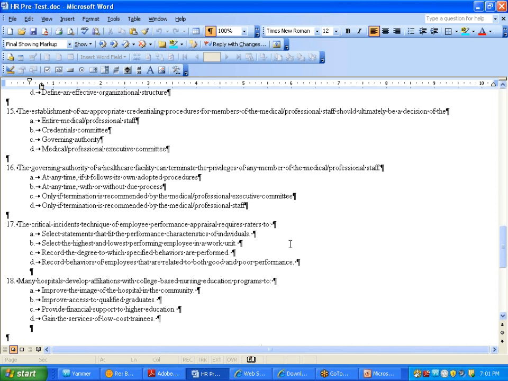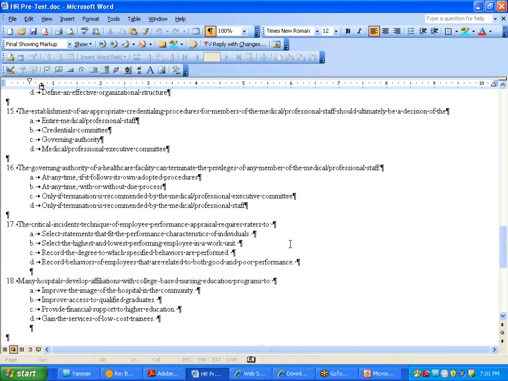Okay, I'll take the last one, unless anybody wants to fight me for it. Many hospitals develop affiliations with college-based nursing education programs to, A, improve the image of the hospital in the community, B, improve access to qualified graduates, C, provide financial support to higher education, D, gain the services of low-cost trainees. Improve the image of the hospital in the community: if you do something with the college, it does help you, but it's not the primary reason. Provide financial support to higher education: I don't think we're in the hospital business to do that. Gain services of low-cost trainees: that doesn't happen either. The answer is B, improve access to qualified graduates.